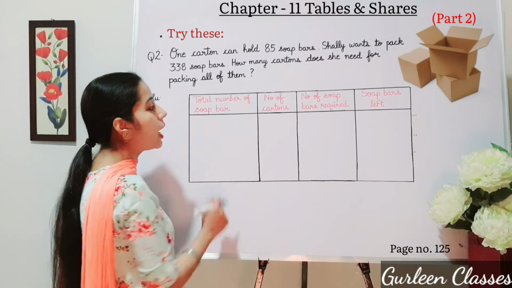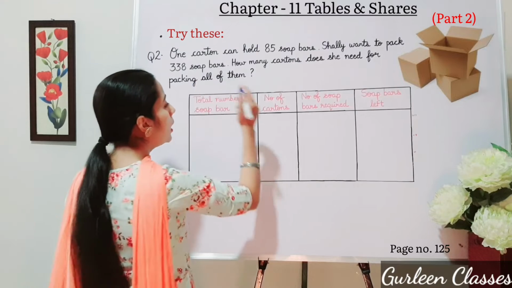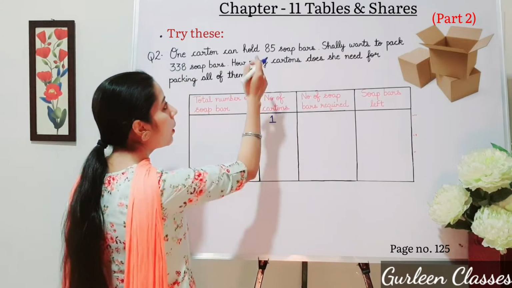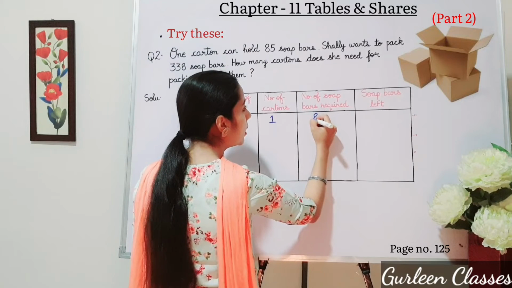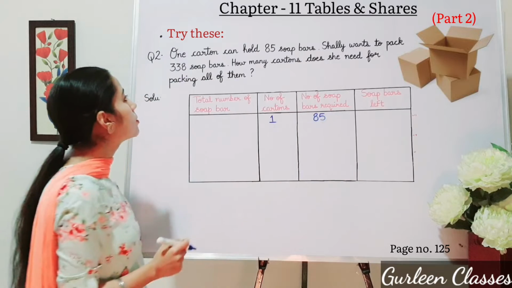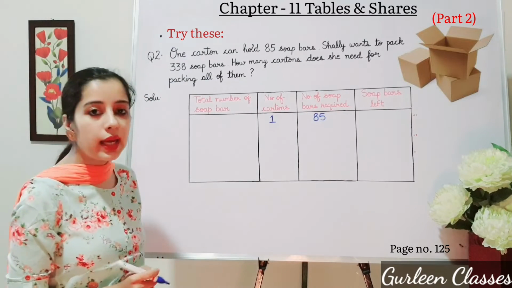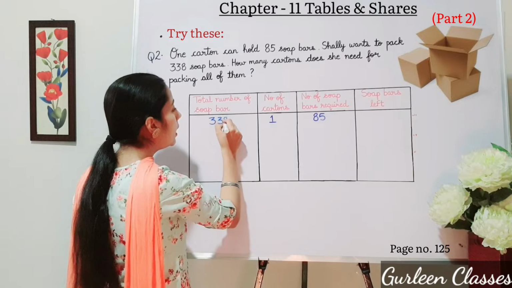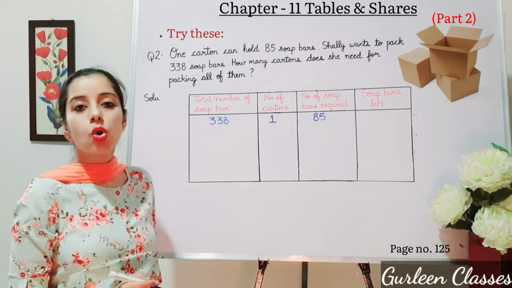Number of cartons are 1. So in one carton, how many number of soaps are required? 85. So write here 85. And total number of soap bars are given 338. So write here 338. Now we will write soap bars left.